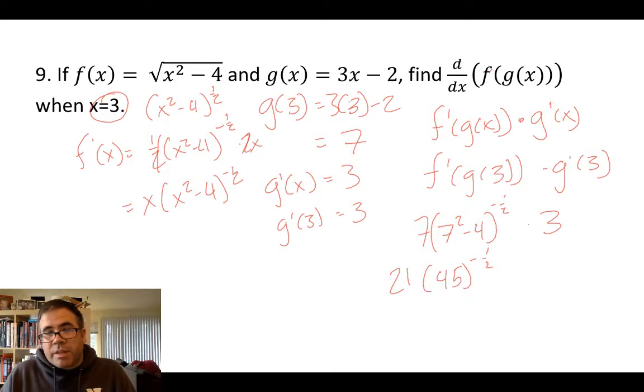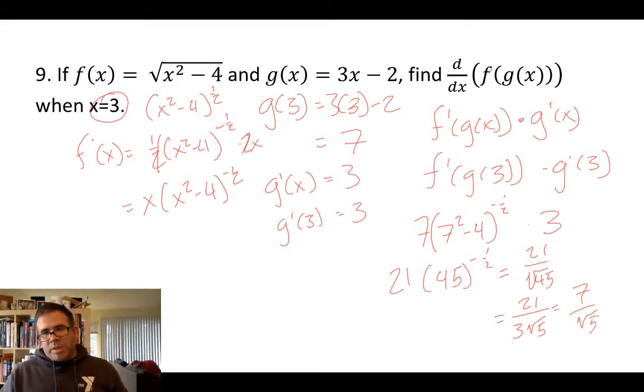That's perfectly fine. There are various avenues of simplification you should be aware of. This is also known as 21 over the square root of 45. Since 45 is 9 times 5, this is 21 over, since the square root of 9 is 3, 3 times the square root of 5. So 7 over the square root of 5.